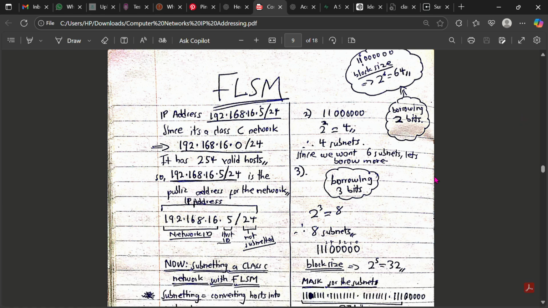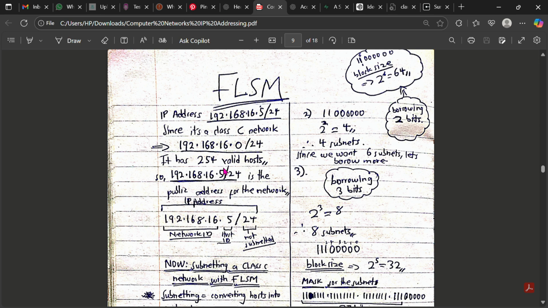All right, so fixed length subnet masking. The IP address that I've given to you is 192.168.16.54/24, and this is a Class C network. You first need to know what kind of network you're working with. This is a Class C network because of the 192, and it has 254 valid hosts.